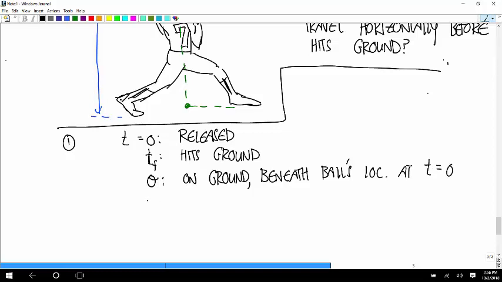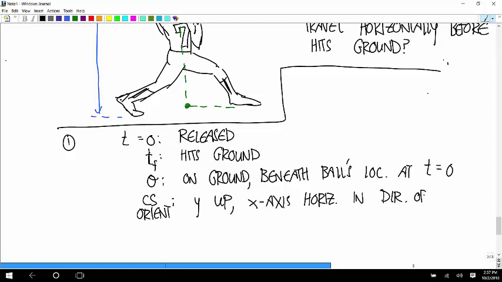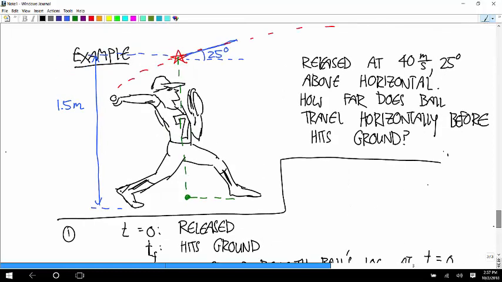And then the coordinate system, the axis direction, coordinate system orientation. I'm going to have the y-axis up, and I'm going to use that in every free fall problem too. And the x-axis horizontal in the direction of the ball's motion. Okay, so my y-axis is like this. My x-axis is like this.